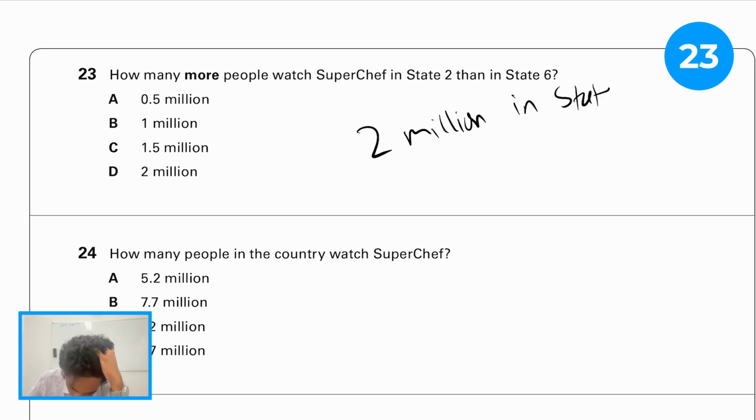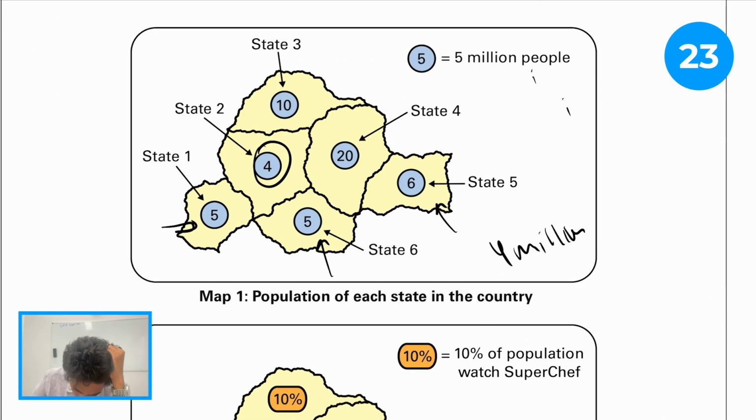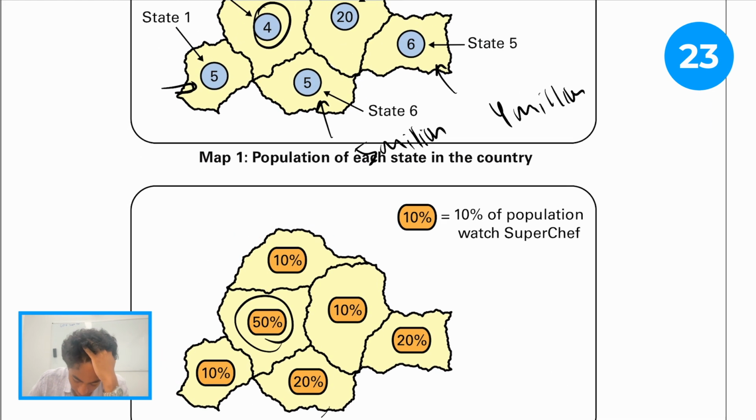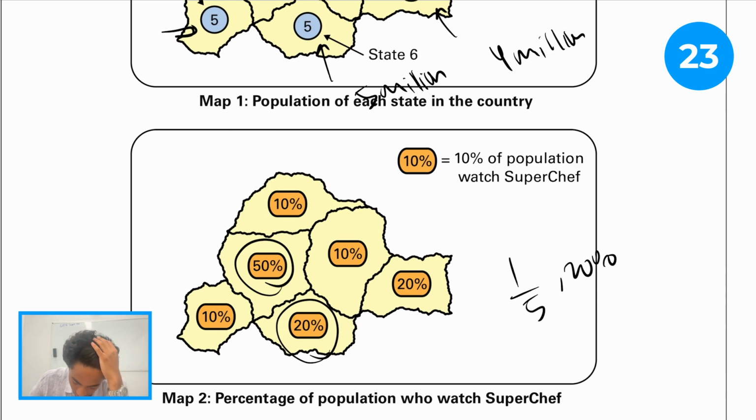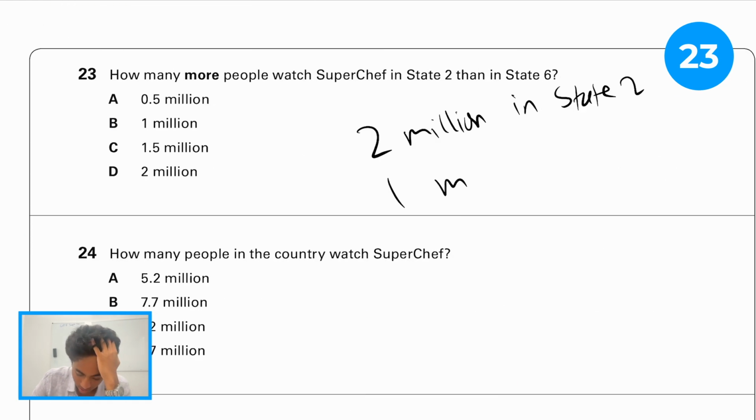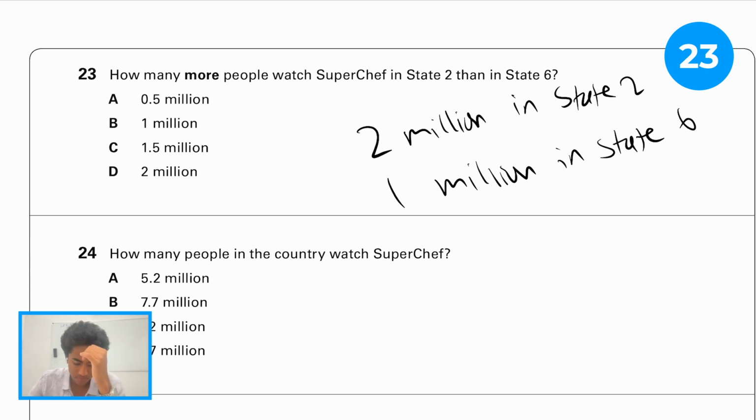Then let's look at state 6. State 6 has 5 million people, and state 6 is this one. It's saying 1/5 or 20% of state 6 watches Super Chef. If state 6 has 5 million people, 1/5 of 5 million is 1 million. That means 1 million people watch it in state 6. That means 1 million more people watch it in state 2 than state 6.